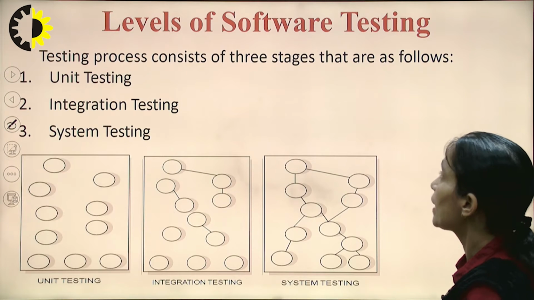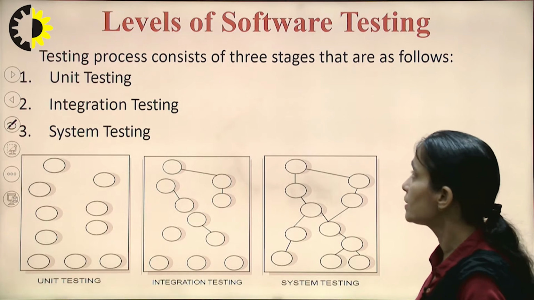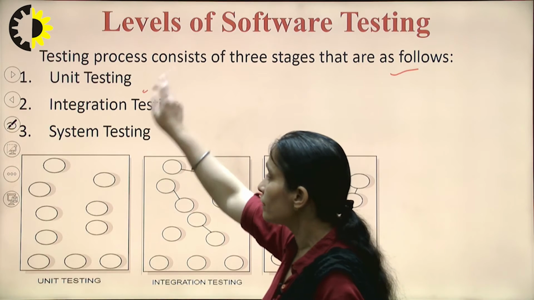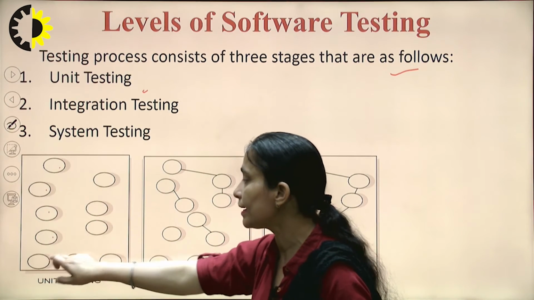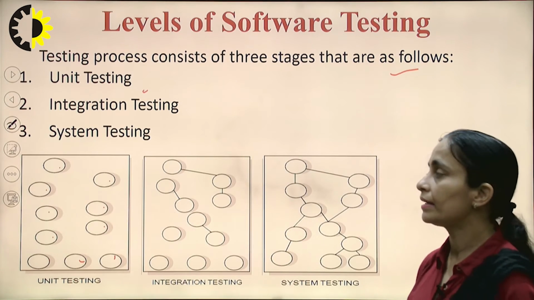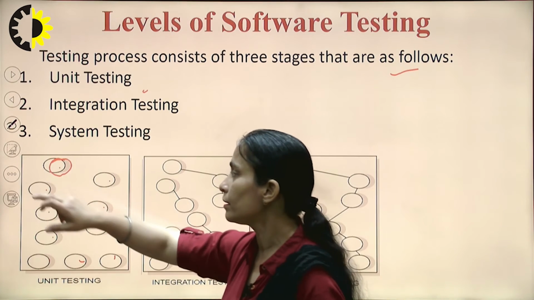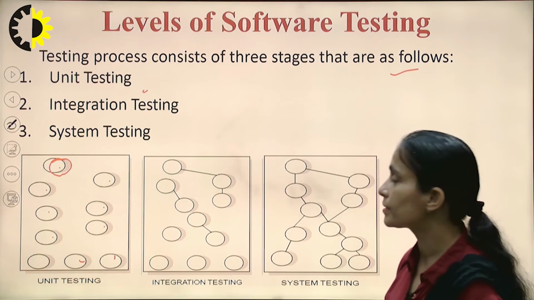Then, there are different levels of software testing. The testing process consists of 3 stages. One is unit testing. Here we can see different units, and independently they will be tested. They are being developed. Now they will be independently tested to see whether this module is giving the correct result as per its expectation.